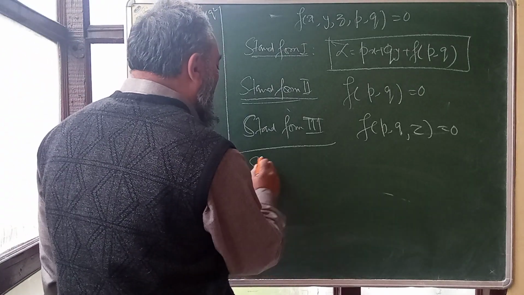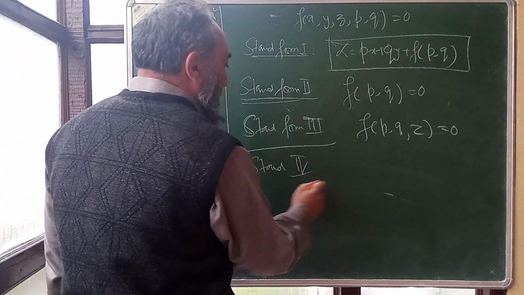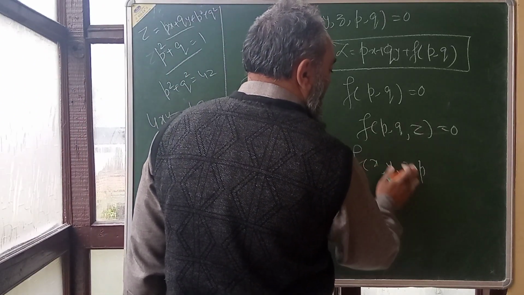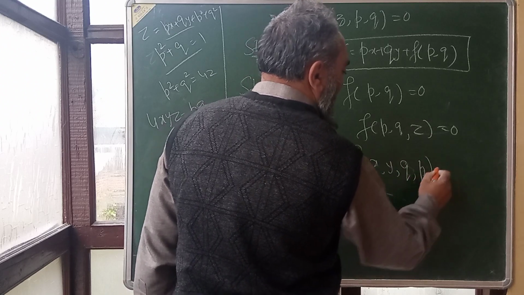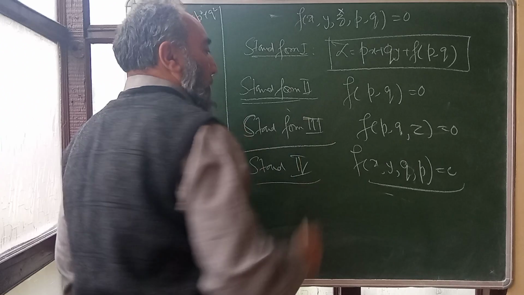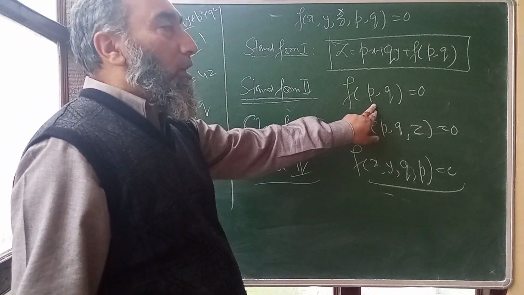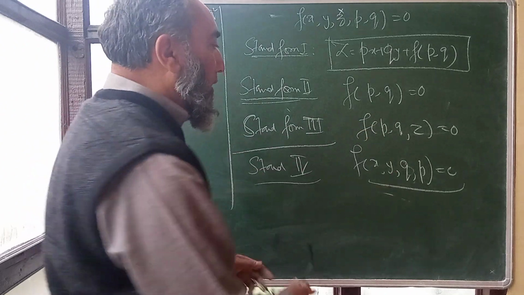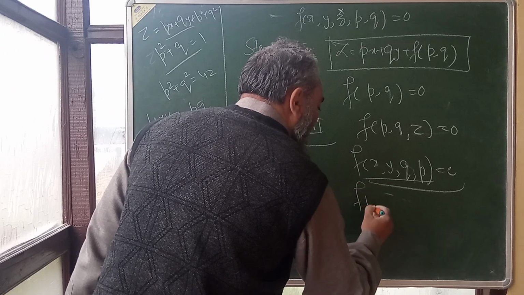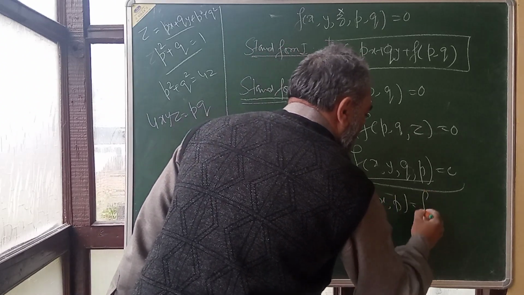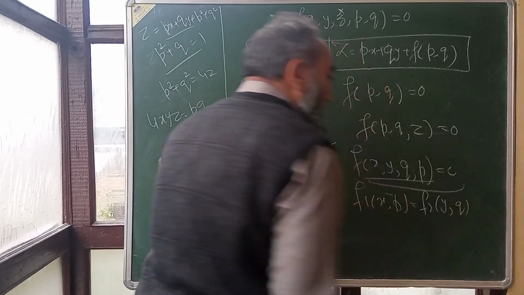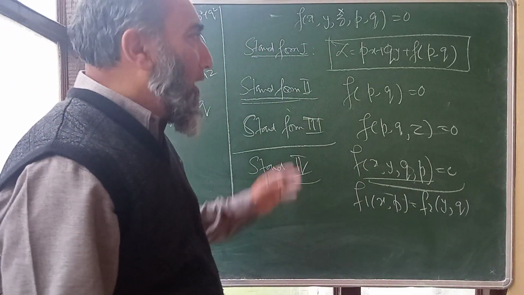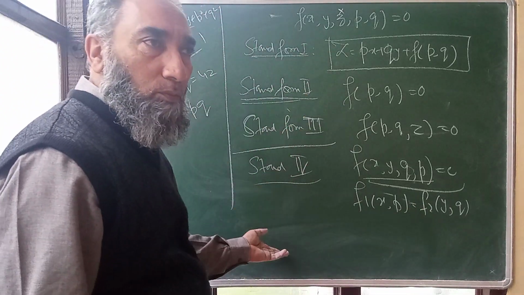And standard form 4 is that you have f of x, y, z, p and q, where z is absent. In this case, x, y are absent. In this case, z is absent. And this is of the type f1 of x, p equal f2 of y, q. We can separate these, x and p on one side, y and q on another side. These are 4 methods, and there may be some questions which are not of these forms.